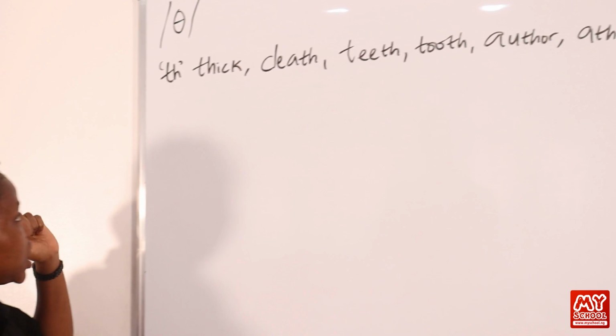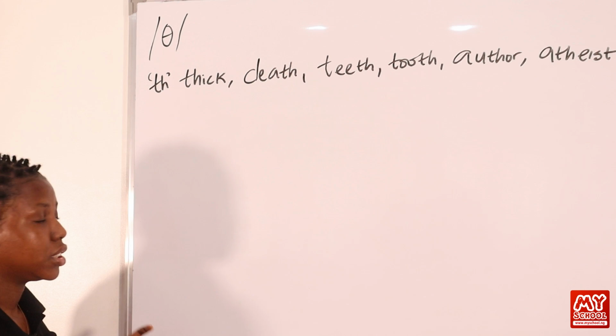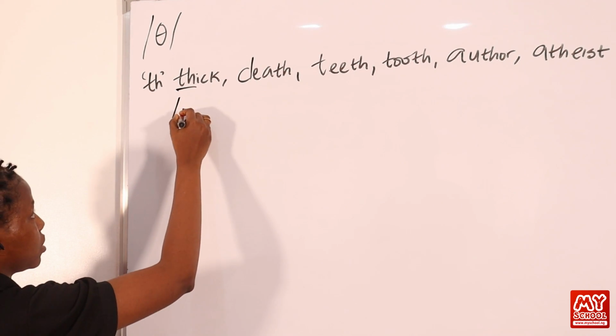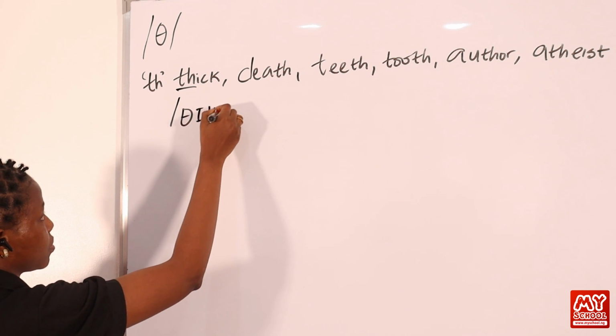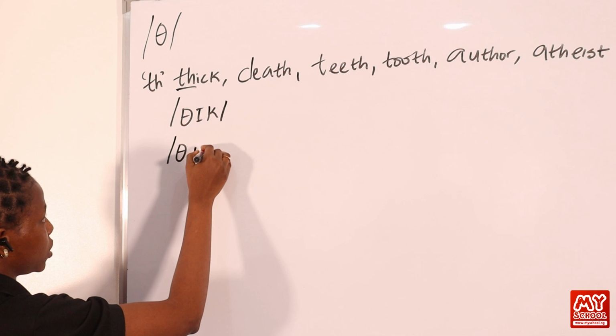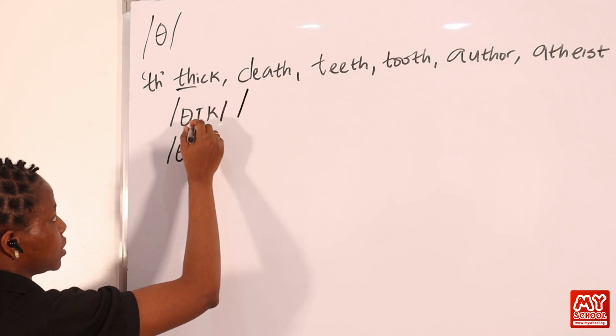So the letters of the English alphabet that represent the sound are usually TH. TH in the word thick. Please do not forget that it could be written like this or like this. Okay? So we have this sound.